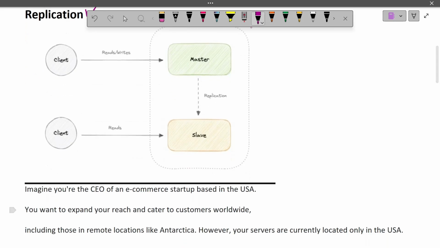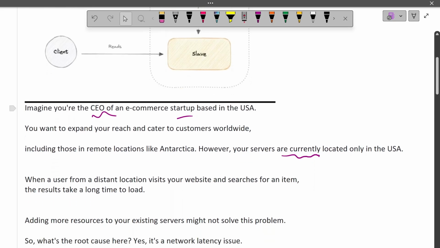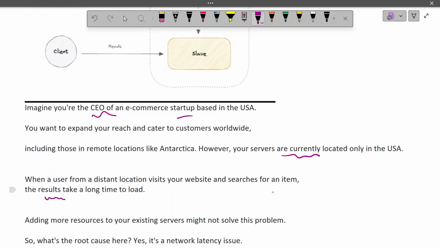So how does it work? Before even understanding what is replication, why do we need it? Let's try to understand the problem. Let's say you're the CEO of a startup in USA, but you're trying to expand your reach globally. When you're trying to expand your reach, remember your servers are initially in USA and the traffic has just now started to increase. As a result of that, your website is taking a lot of time to load, and even after adding resources it is not getting solved.